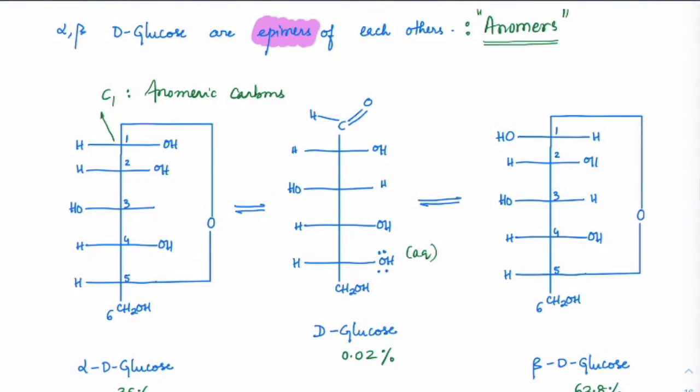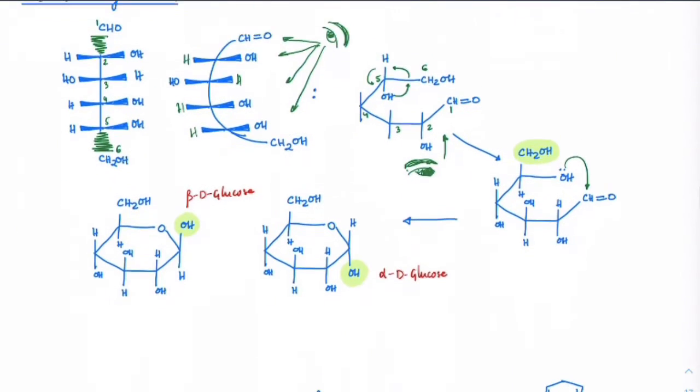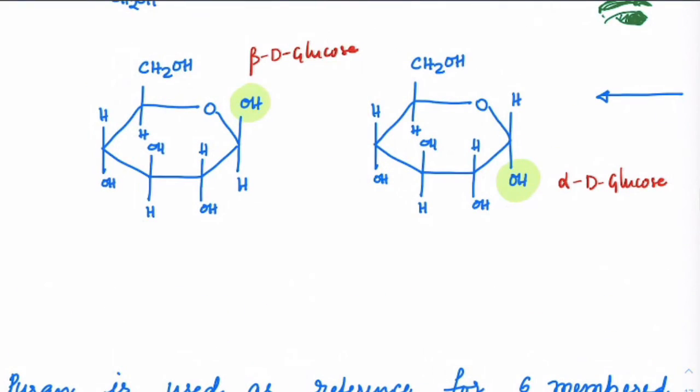Check out, OH on the right hand side on the first carbon is alpha D glucose. OH on the left hand side on the first carbon is beta D glucose. I am putting the same thing in Haworth projections like this. So you can see OH down is always alpha, up is always beta.